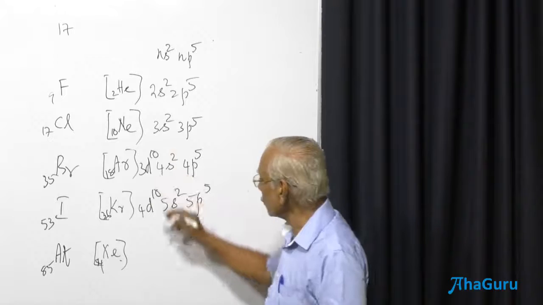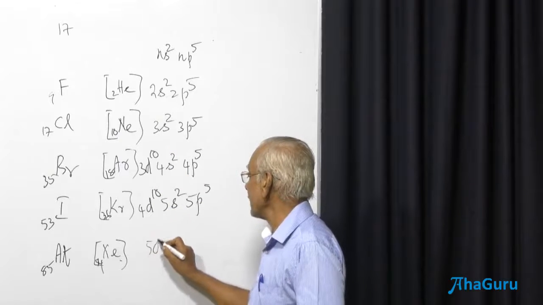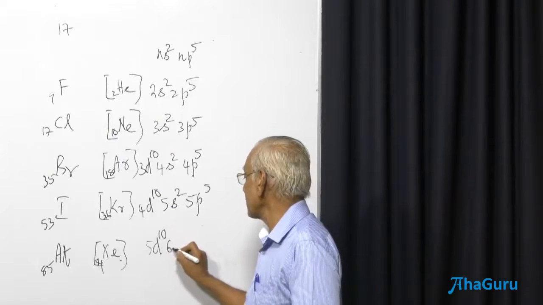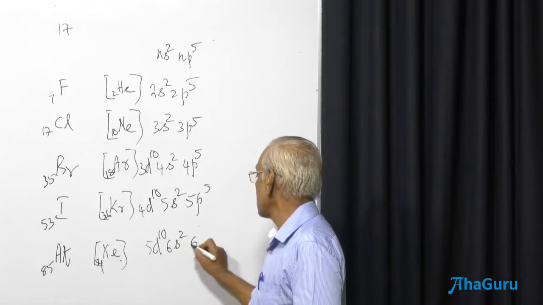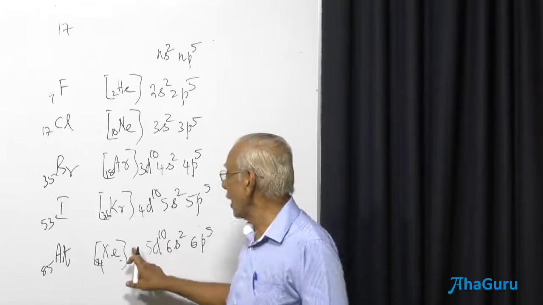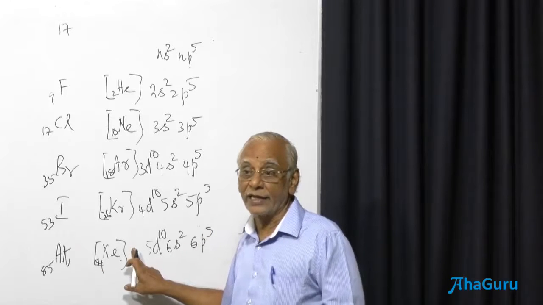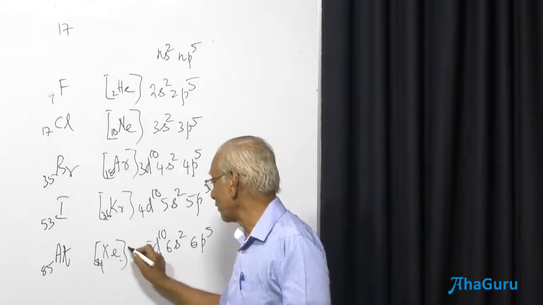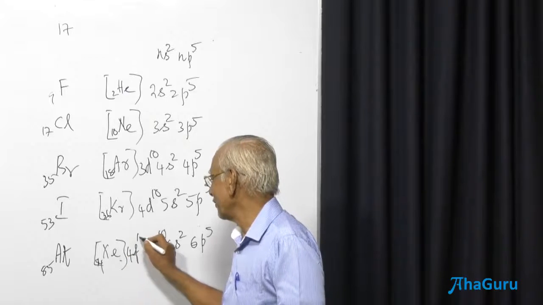As usual, you would have been tempted to say it is 5d10, 6s2, 6p5, but we have to add all these electrons. You have missed some 14 electrons over there, the difference. Those 14 electrons should go to the 4f14.